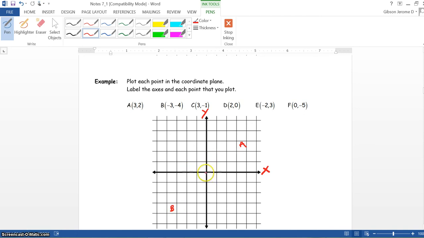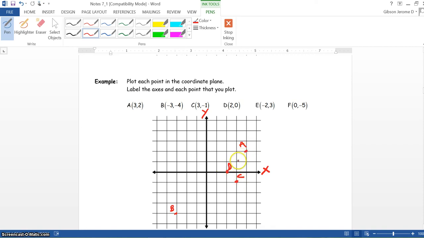Now we want to go to C. We go back to the origin, go to the right 3. And then we go down 1. Remember, that is our C. Now, our next thing, we go here to D. We have D is 2, 0, so we go to the right 2. And since Y is 0, we just leave that point there. And this is D.